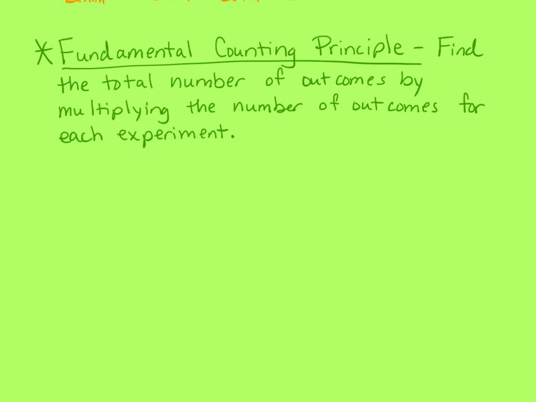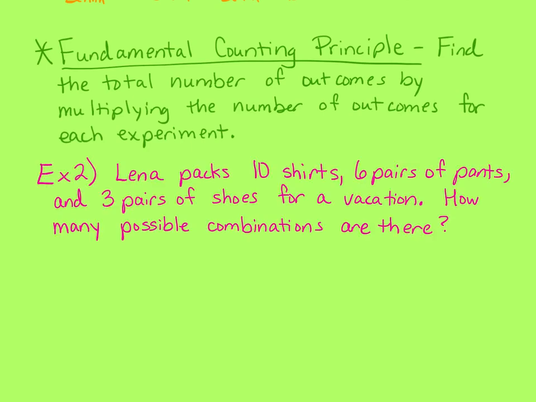Example 2, Lena packs 10 shirts, 6 pairs of pants, and 3 pairs of shoes for a vacation. How many possible combinations are there? Now, we could use a tree diagram here, but you could tell it would quickly start getting to be a lot of branches because there's 10 shirts to start with, so 10 choices. And with each of those 10 shirts, you have 6 choices on pants. And then with each of those, there's another 3 choices for shoes. So this would get to be very large very quickly.